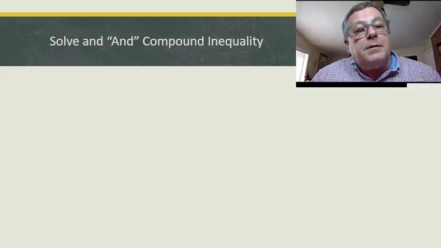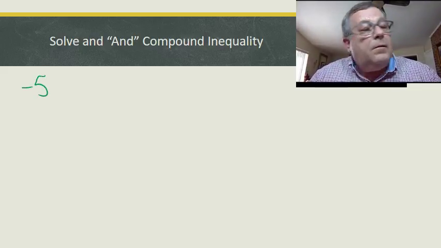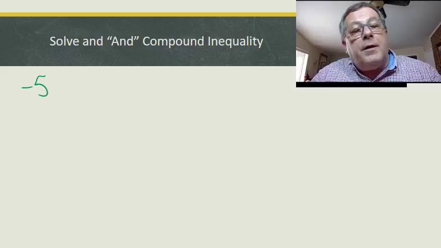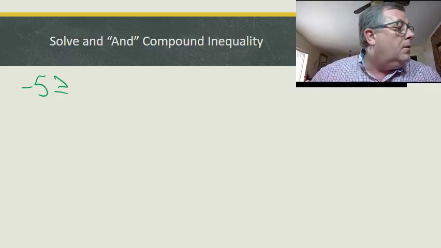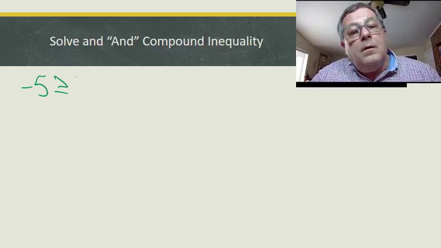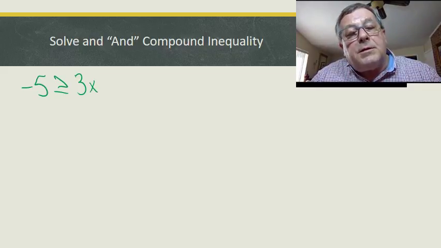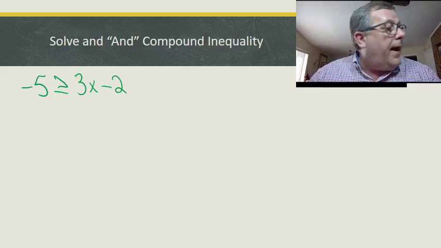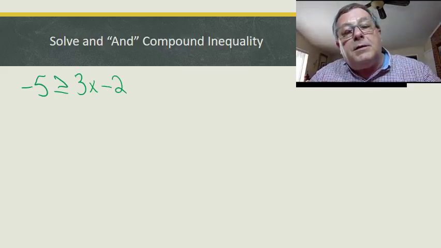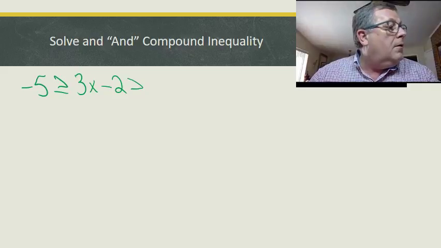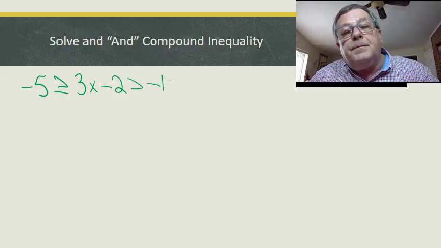And let's go right here. So let's say we got -5 is greater than or equal to, and your book shows a 3z, but I don't like the z. I'm going to stick with an x. 3x minus 2. And that 3x minus 2 then is also greater than -14.